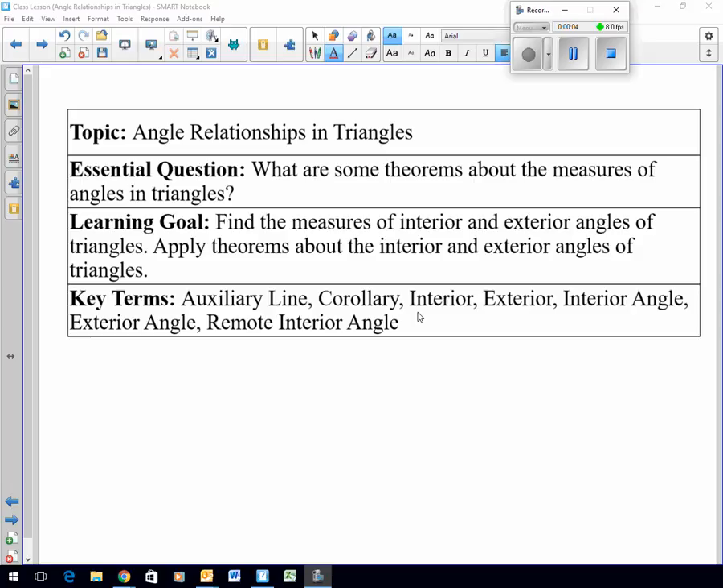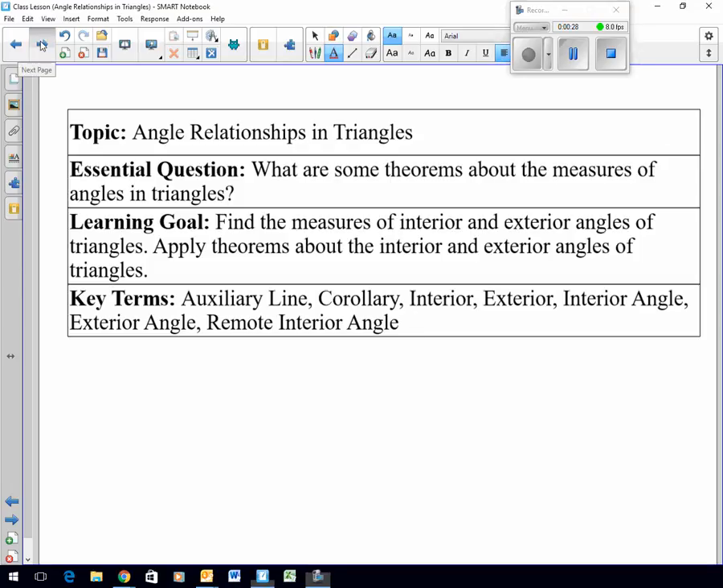Today, we're going to talk about angle relationships in triangles. Our essential question: what are some theorems about the measures of angles in triangles? Pretty simple lesson, actually. Find the measures of interior and exterior angles of triangles and apply theorems about the interior and exterior angles of triangles. Key terms: auxiliary line, corollary, interior angle, exterior angle, remote interior angle. Sounds fun?